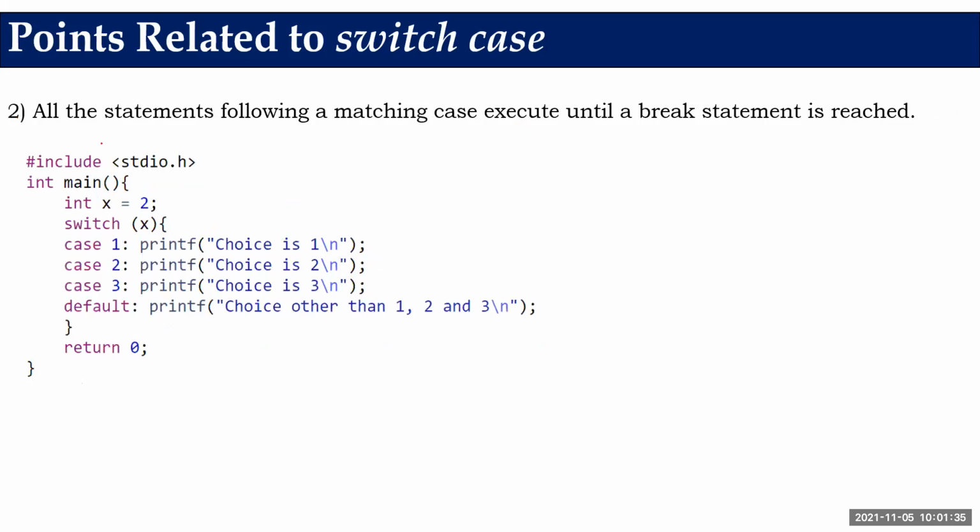Next, all the statements following a matching case are executed until a break statement is reached. Yes, we have discussed this point also. So here let us take another example. x has been initialized to 2, and what is the type of x? Integer. So that is fine now. 3 types only: integer, character, and enumeration.